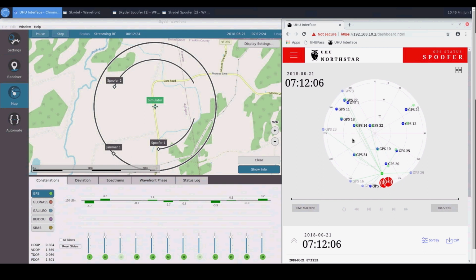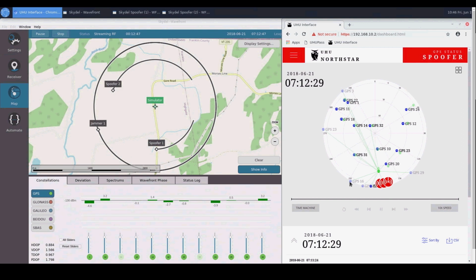And you can see that the compass view on the Northstar agrees with the map here on the left-hand side, that spoofer 1 is basically directly south of us, and it's flagging this as a spoofing event. Now, another interesting thing here is you can see there are some satellites now showing up below the horizon.